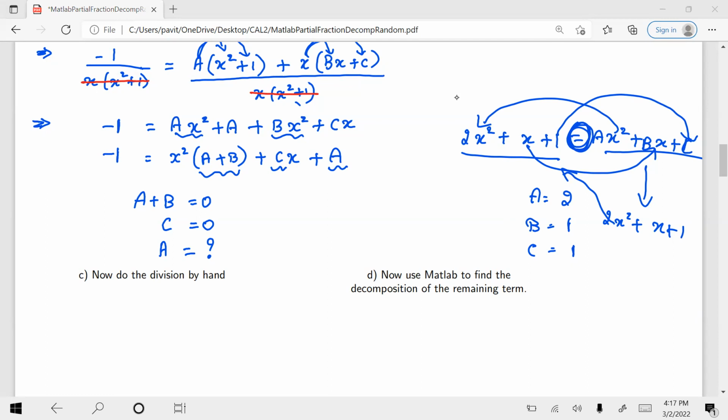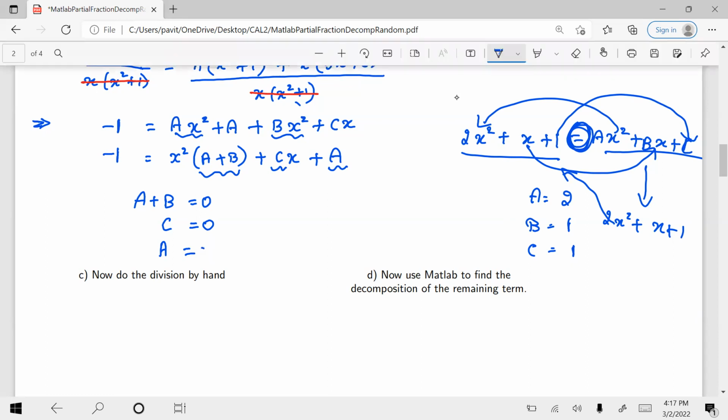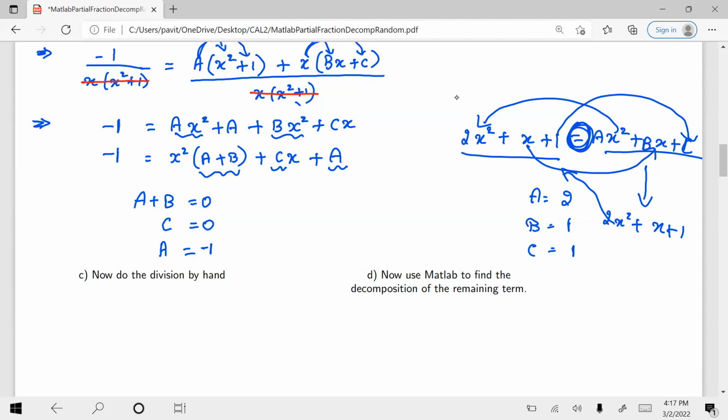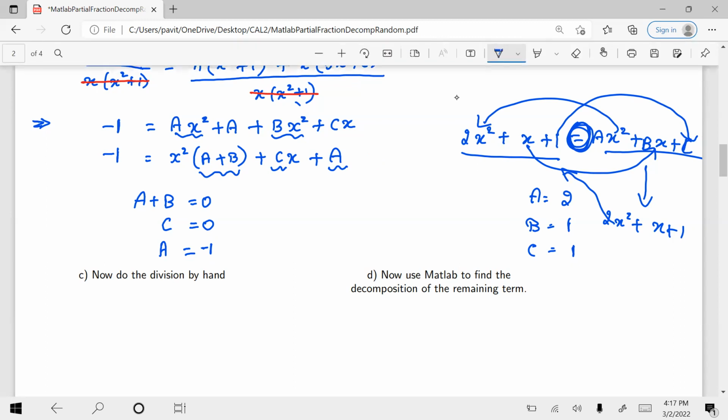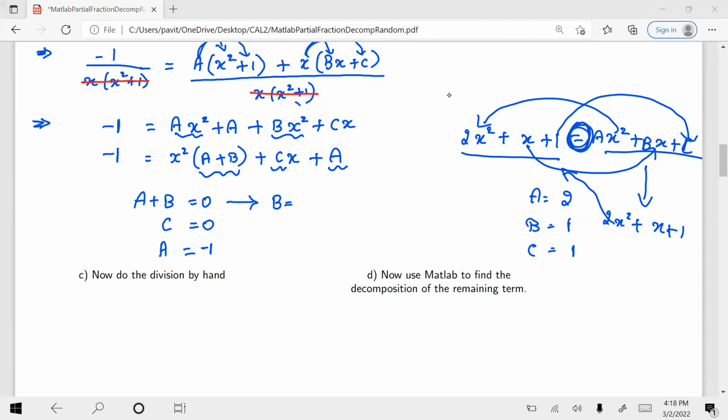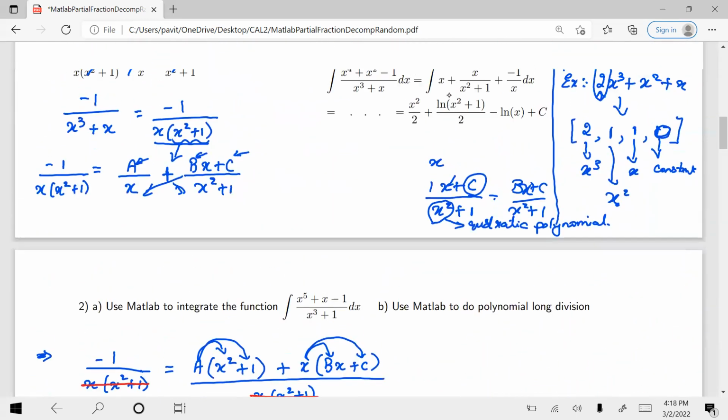Very good. So a is -1, because a is a constant in this polynomial. Here also we have a constant, so I can easily write a is equal to 1. Now, what is b? If a is -1, what is b? Very good. So b is 1. There you go. We got all the constants, right?